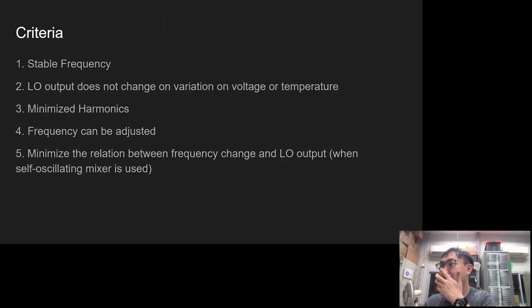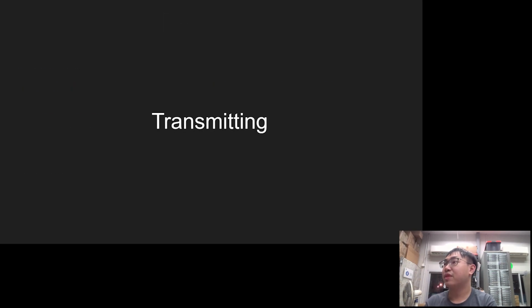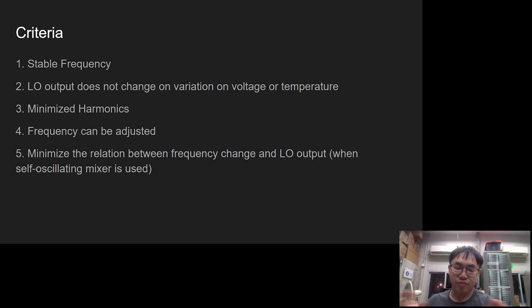Transmitting. So there are some criteria that we need for a transmitter. Because sometimes for a receiver, you just receive a signal. You don't have to take care about many things. You won't be able to interfere with others, right? You are not providing a signal.